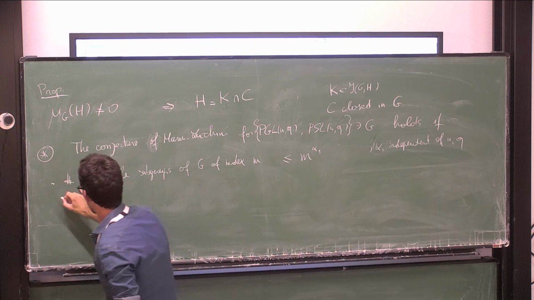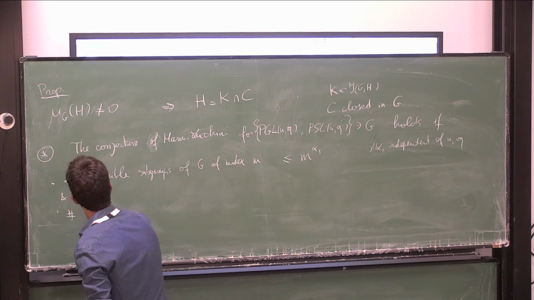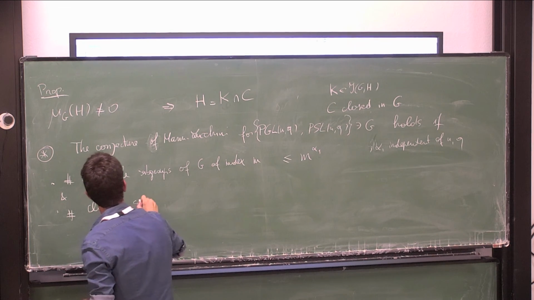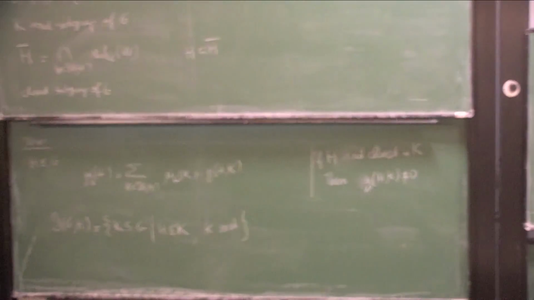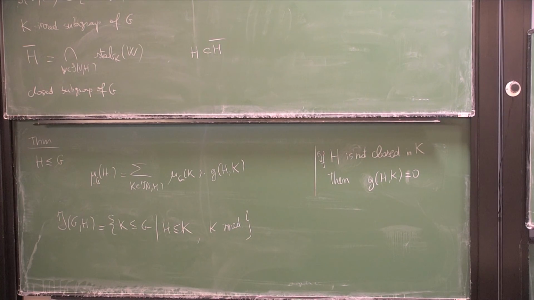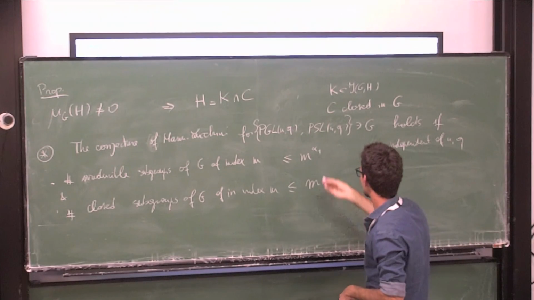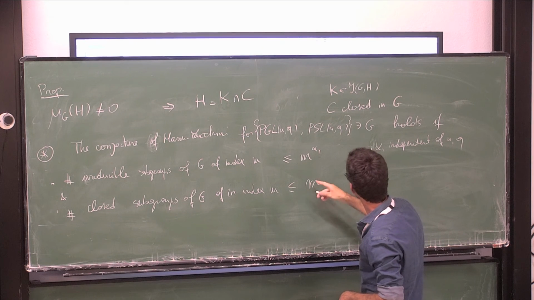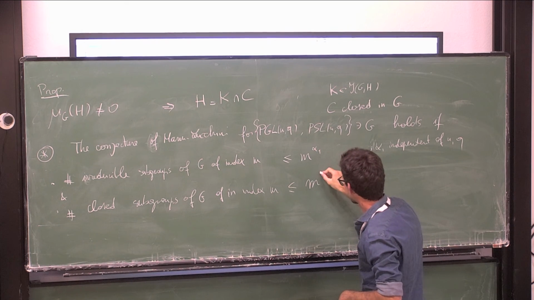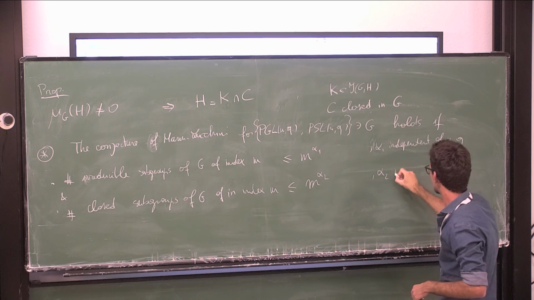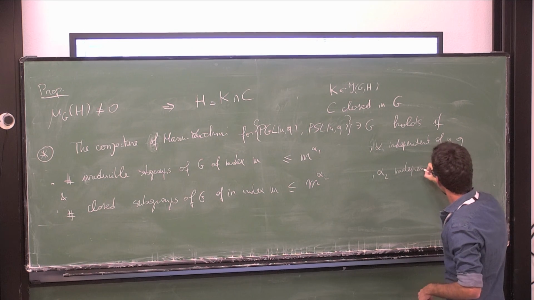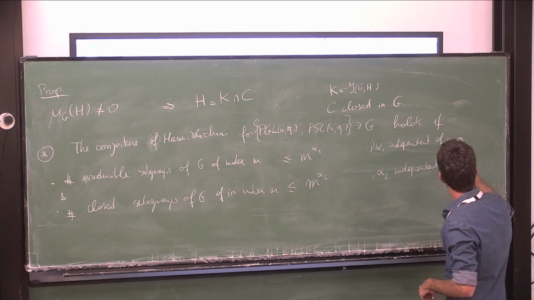and the number of closed subgroups of G of index m is also bounded polynomially by m with respect to another, could be the same, absolute constant, independent of n and q.